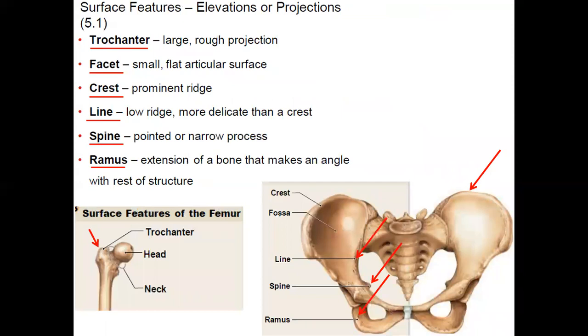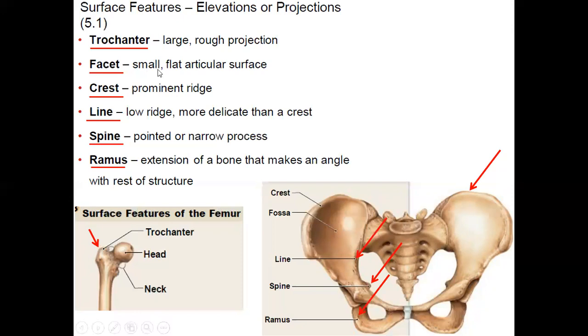A trochanter is a much larger version of a tubercle. So a really large, rough projection. You only have two trochanters in your body that we will ever talk about, and they're on the femur. So right here is a big, huge bony projection. That's the greater trochanter. What you can't see here behind where this pointer is the lesser trochanter, and those are on the proximal end of the femur.